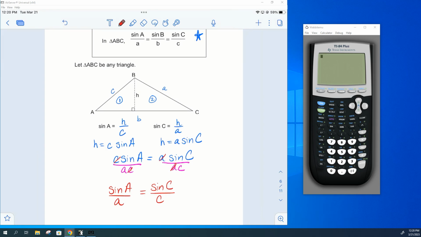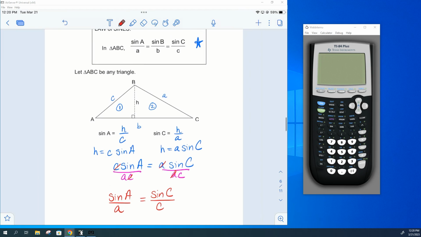And I could repeat that process to drop the other height and use a different base and get all three being equal. But I'm not going to waste the time to do that. But that's where it comes from. It's a matter of those ratios being the same.